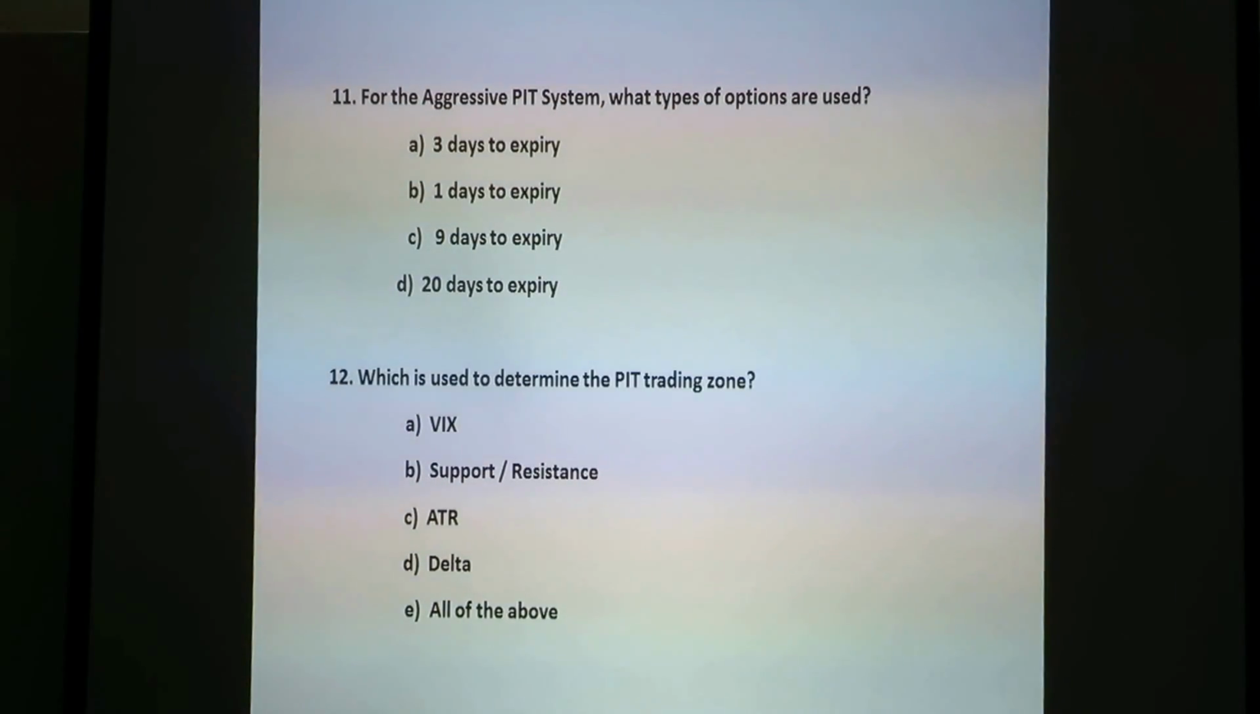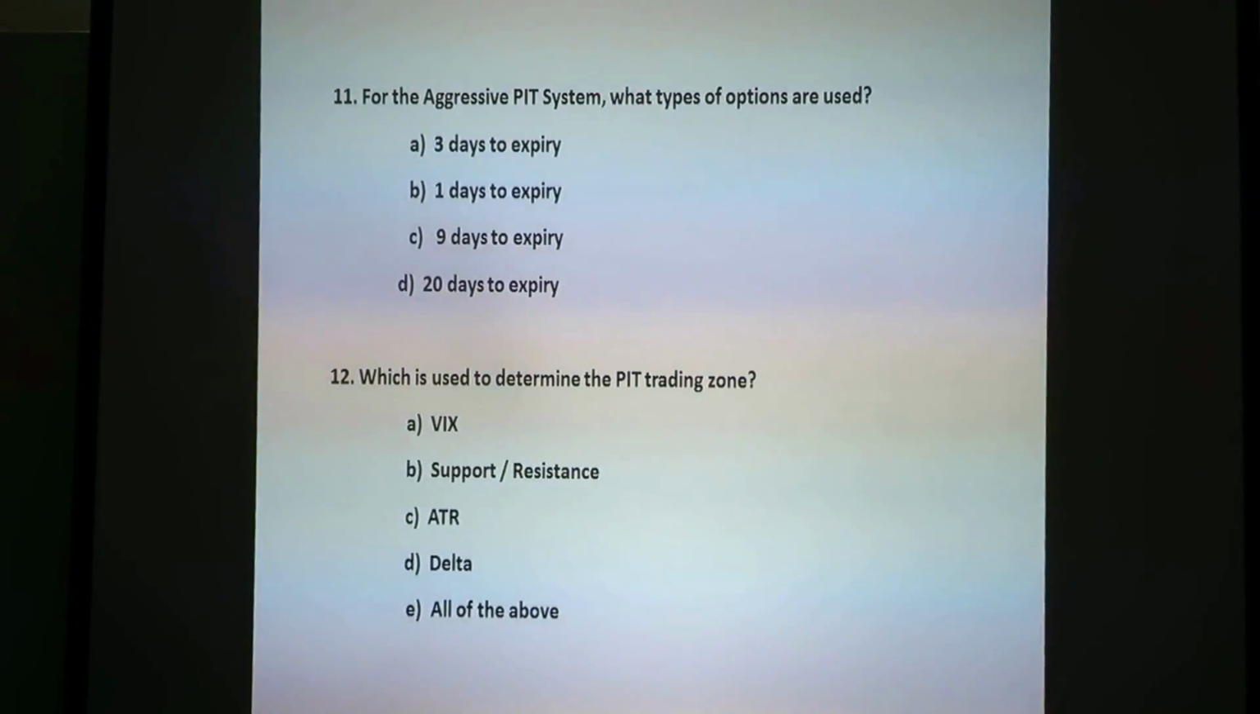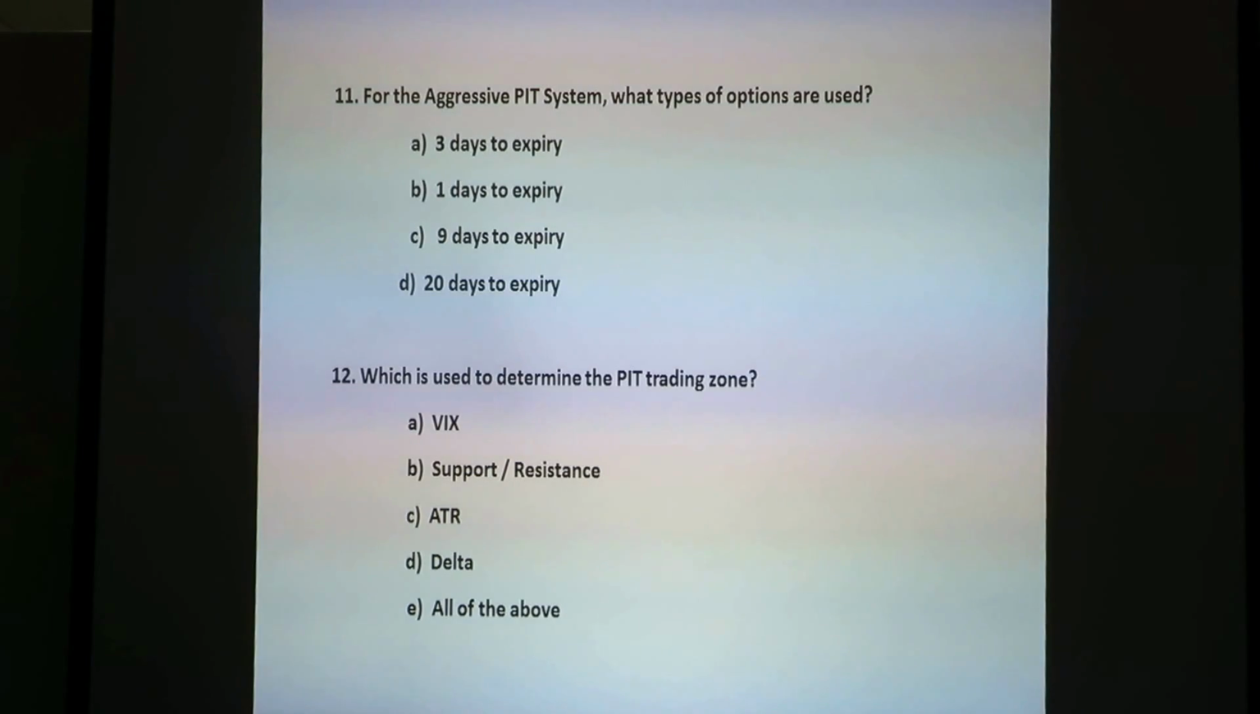So for aggressive trades, what type of options are used? 3 days expiry, 1 day, 9 days, or 20 days? Which one? A, B, C, or D? You can give multiple answers. A, B, and D are also considered aggressive. Why 9 days? You have to write that.